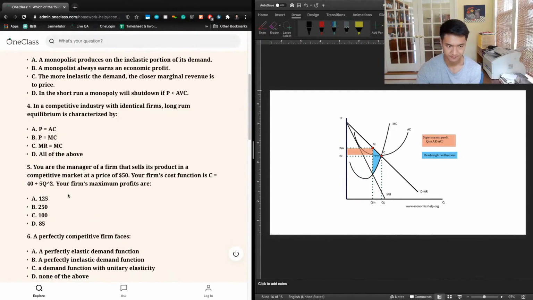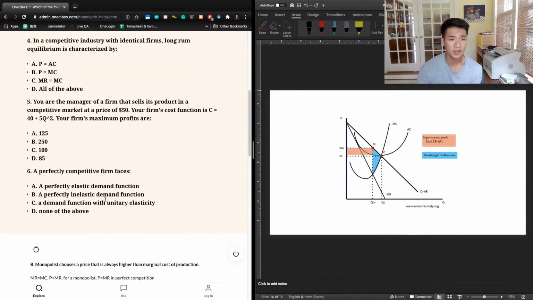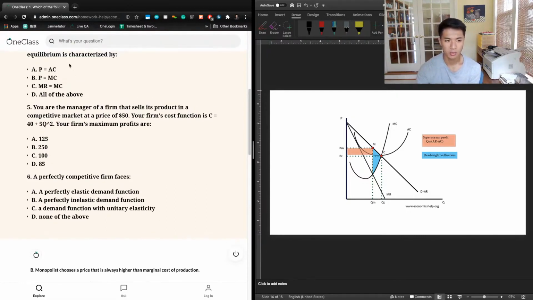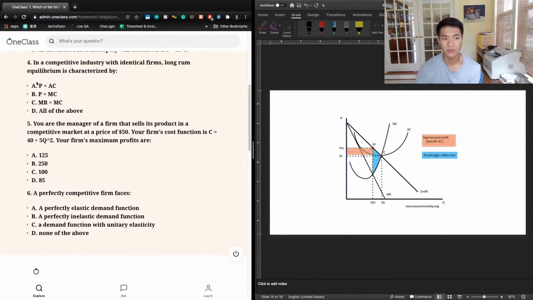That's true. Question 4: in a competitive industry with identical firms, long-run equilibrium is characterized by which of the following? In a competitive industry, A, P is equal to average cost; B, P is equal to marginal cost; C, marginal revenue is equal to marginal cost; or D, all of the above. And so over here, in long-run equilibrium, you're going to find all of these things are going to be the same.